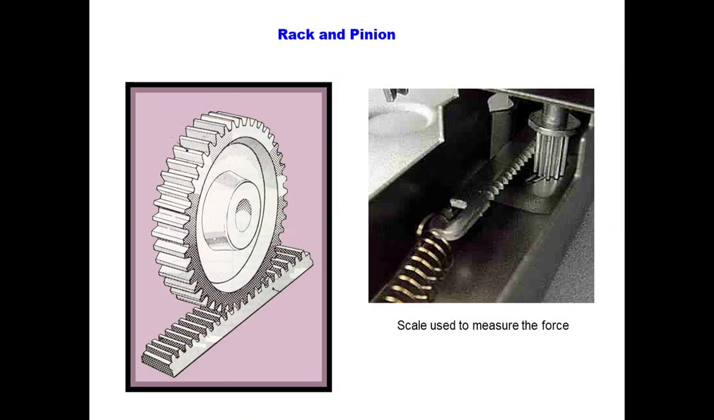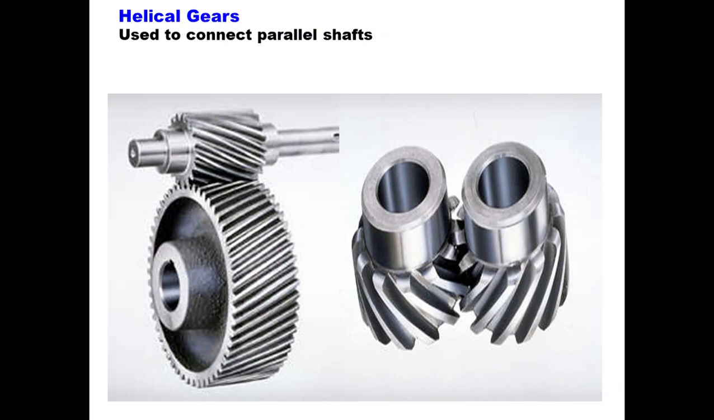So these are the examples of rack and pinion. You can see in the diagram. Now when we speak about helical gear, when we are speaking about this Mitsubishi pulverizer, there we have these helical gears used to connect parallel shafts. So they are used to connect these two shafts which are parallel.